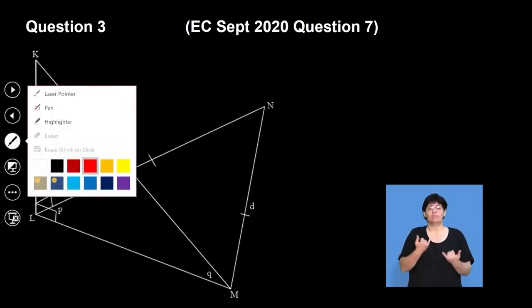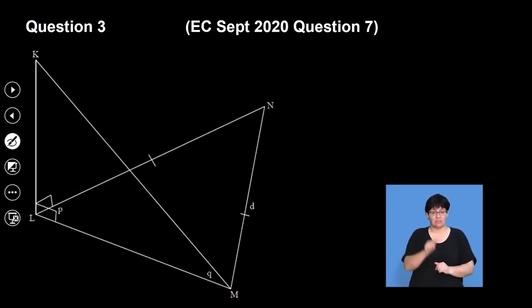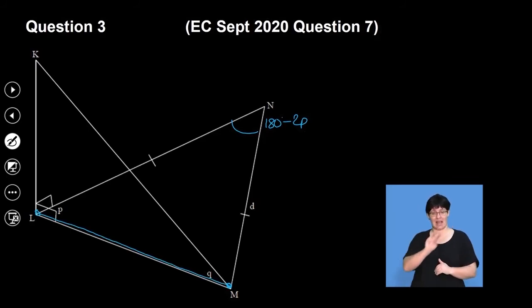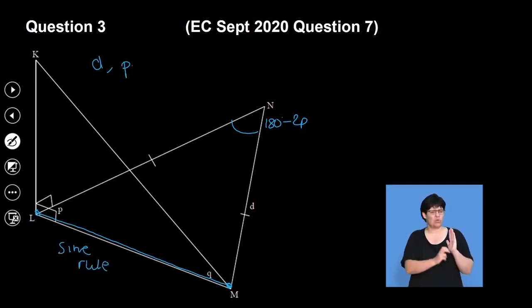Okay, so what we've just found is that this angle over here is equal to 180 degrees minus 2p. And we're trying to get the length of this side over here, LM, in terms of d and p. So we're going to use the sine rule, and the reason we're going to use the sine rule is because we have the angle opposite the side we're looking for, and we also have the angle opposite d, which is equal to p. Okay, so we're going to use the sine rule in that triangle.